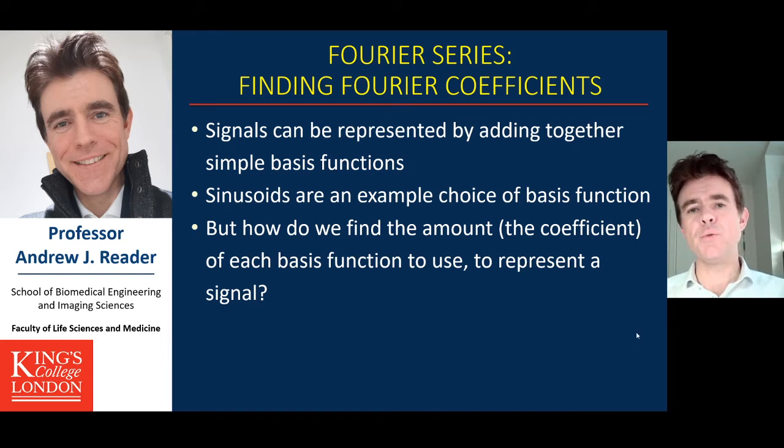So in this video, we will look at how to find the coefficients for the Fourier series. We know that signals can be represented by adding together sines and cosines of varying frequencies in order to synthesize any real periodic function of our choosing. But the key question is, how much of each frequency do we use in order to reconstruct or to synthesize our function of interest? And that's what we'll answer in this video.